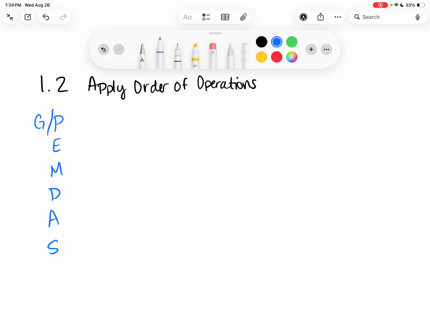But the P is for parentheses. If we use G, it's grouping symbols. And that's why they do that sometimes, because we have other things besides just parentheses that are a way that we know we have to do that part first.